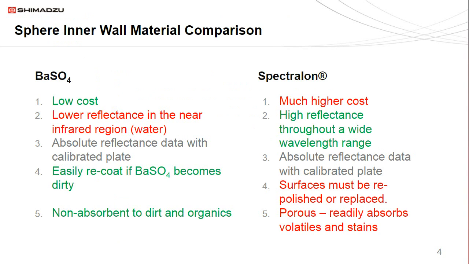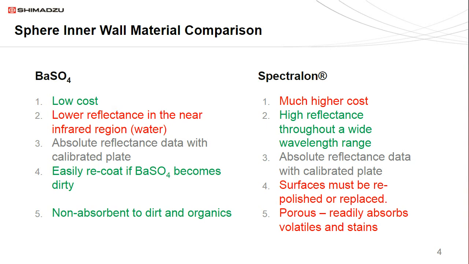In the world of integrating spheres, everything is a trade-off. And here we're going to look for a second at the difference between a barium sulfate sphere and a spectralon sphere and see their pluses and minuses. Barium sulfate spheres are much lower cost. Spectralon spheres are much higher because spectralon is a patented material and is exclusive to one particular vendor.